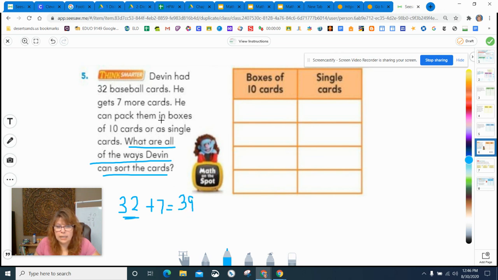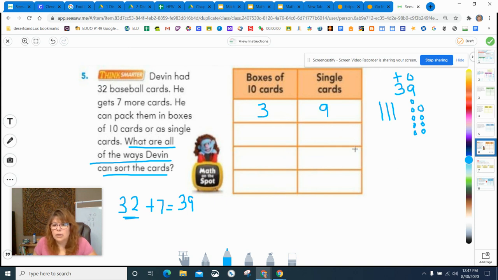So now it says that he can pack them in groups of 10 or singles. And we need to know what would be all his ways. So I'm going to do the same thing. I'm going to put 39 up here. Remember, I put TO. TO always helps because it helps me visualize. So I'm going to put 3 tens and 9 ones. So my first box will be 3 tens and 9 ones.